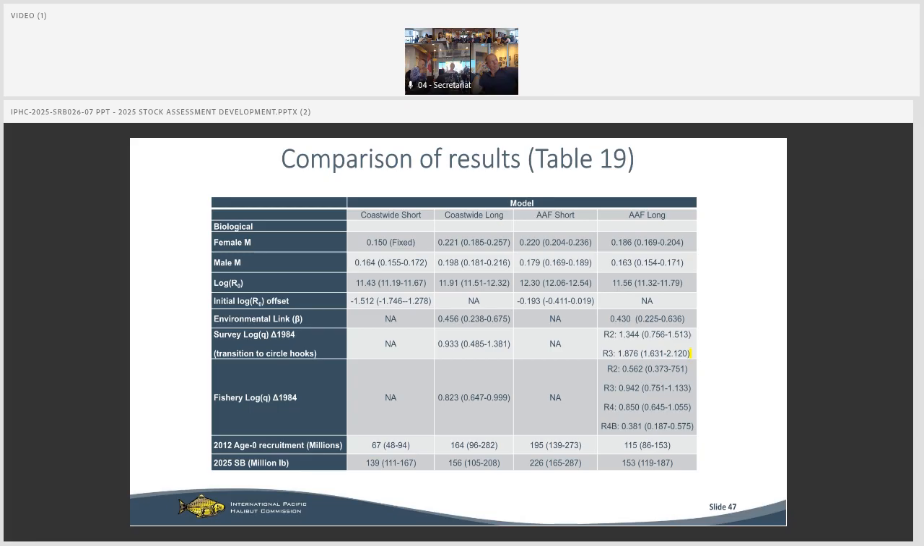So here's now a look at a little bit of the results. Each column is a model, and this is just some of the key leading parameters to give you a sense of how these things come out. At the top here is female natural mortality, noting that it's fixed in the coastwide short model. We get estimates that range from 0.22 down to 0.18 with confidence intervals that are actually reasonably tight in all three other models.